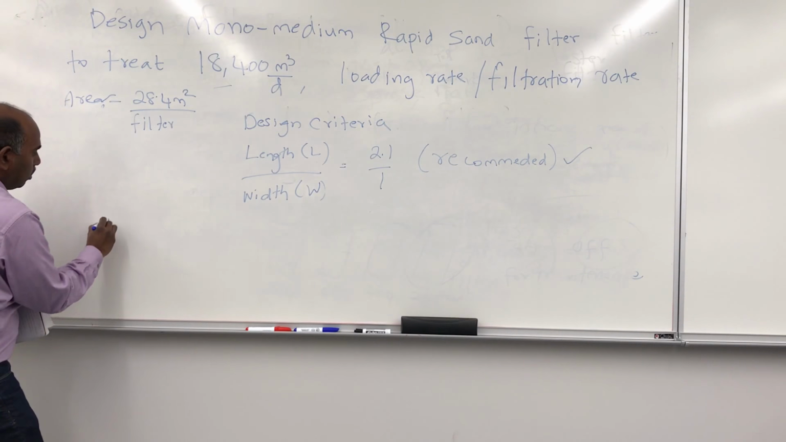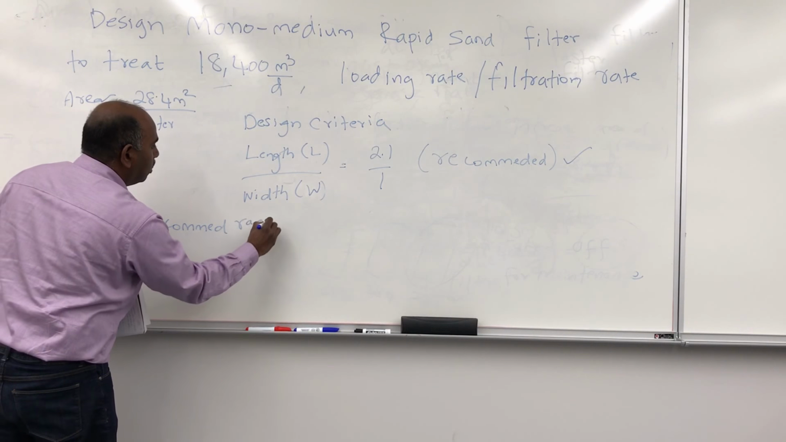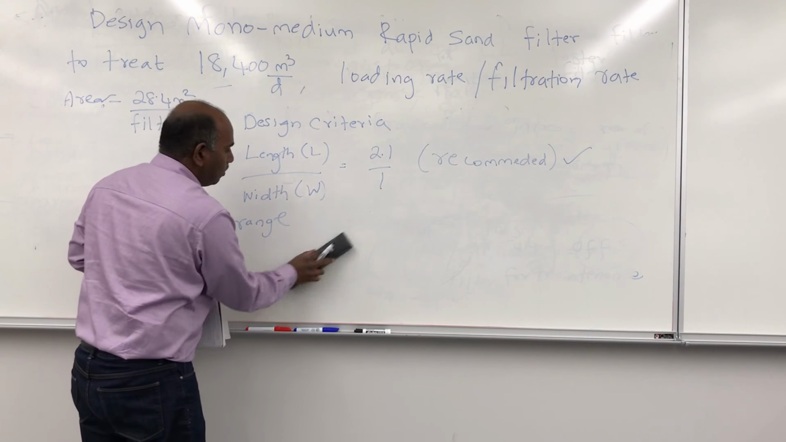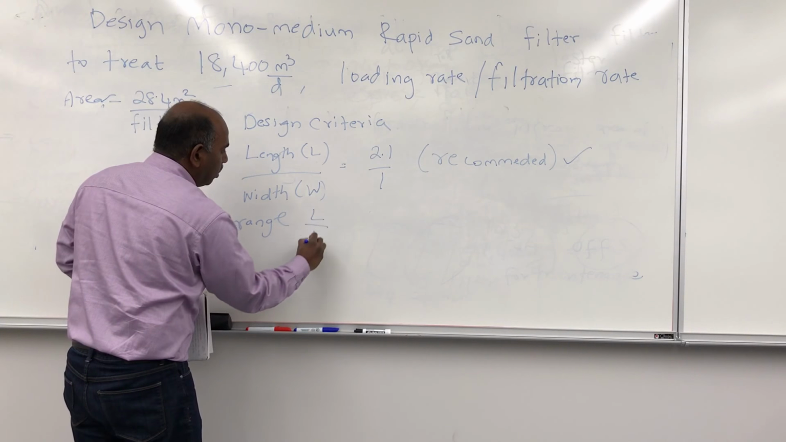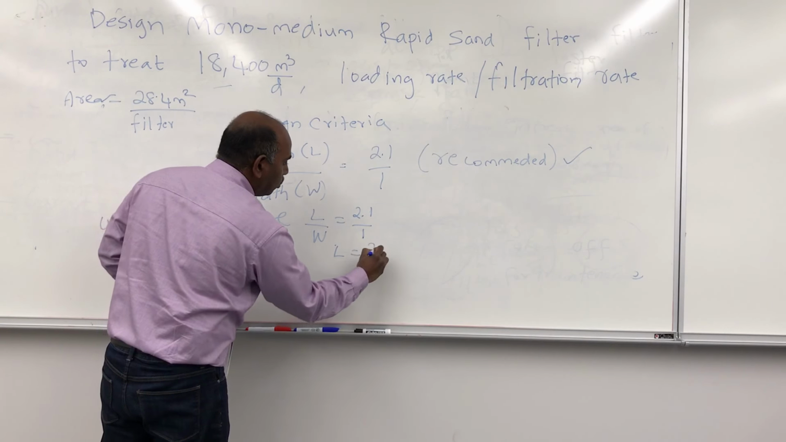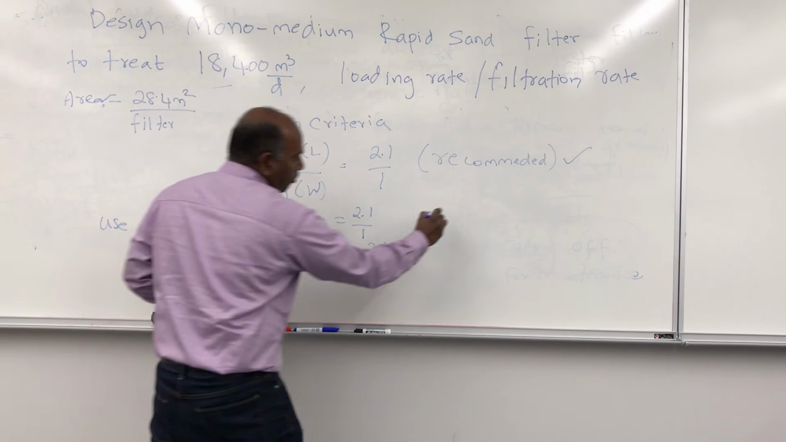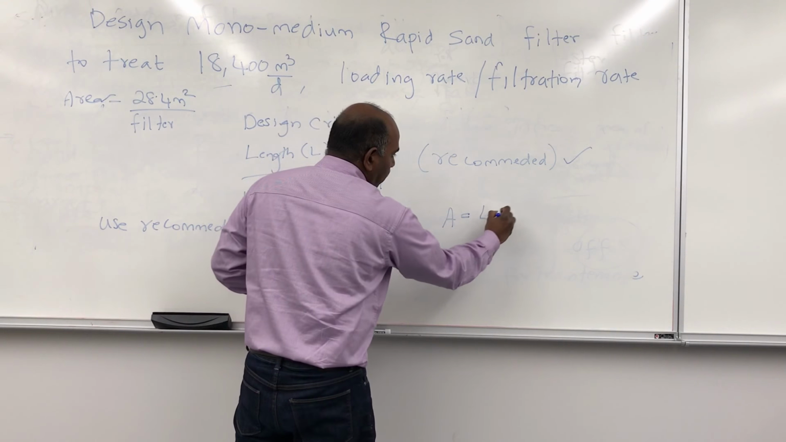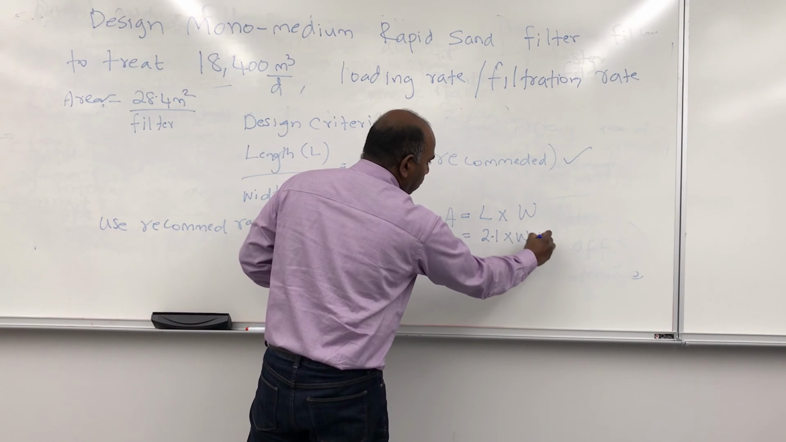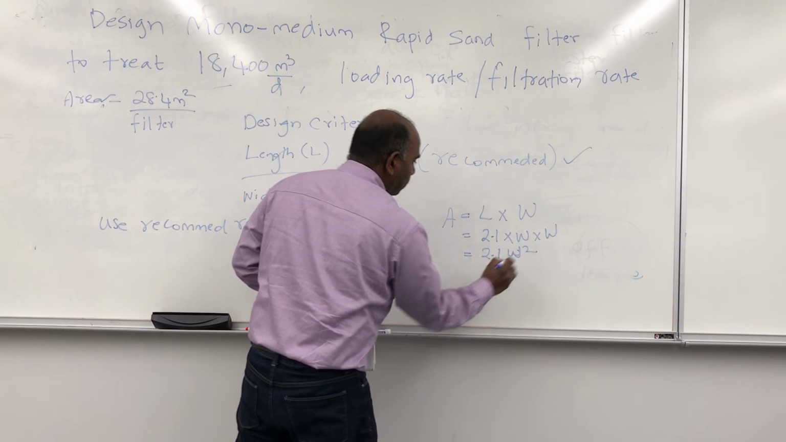So use the recommended range. L by W equal to 2.1 by 1. So L equal to 2.1 times W. So area A equal to L times W, that is equal to 2.1 times W, that is 2.1 W square. Okay?